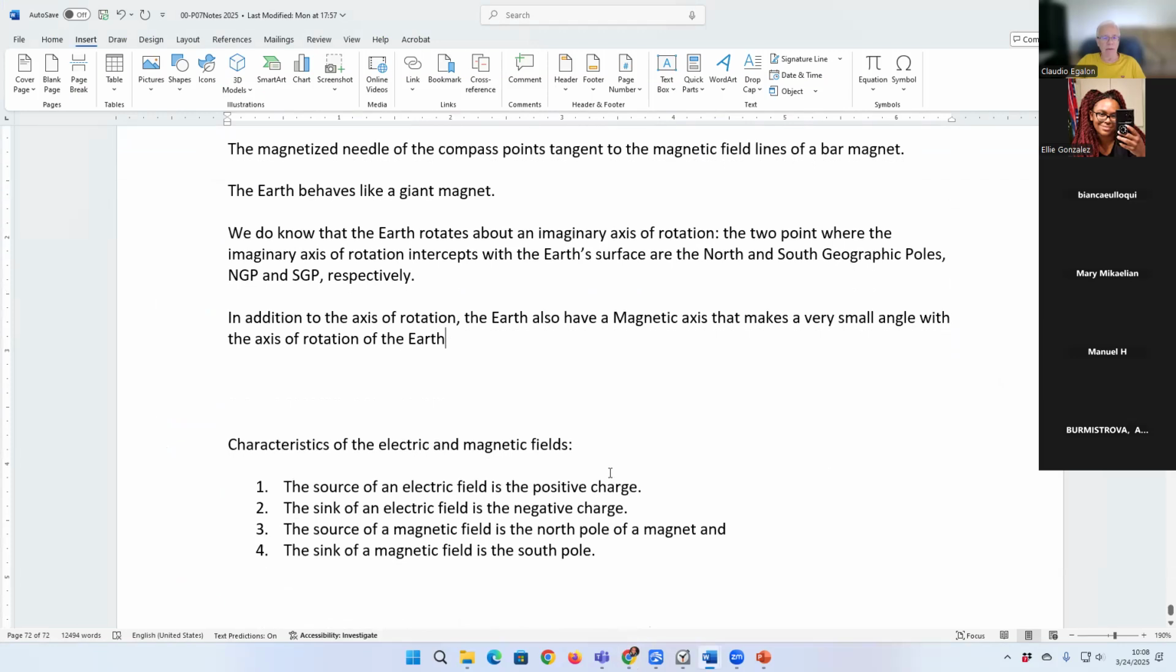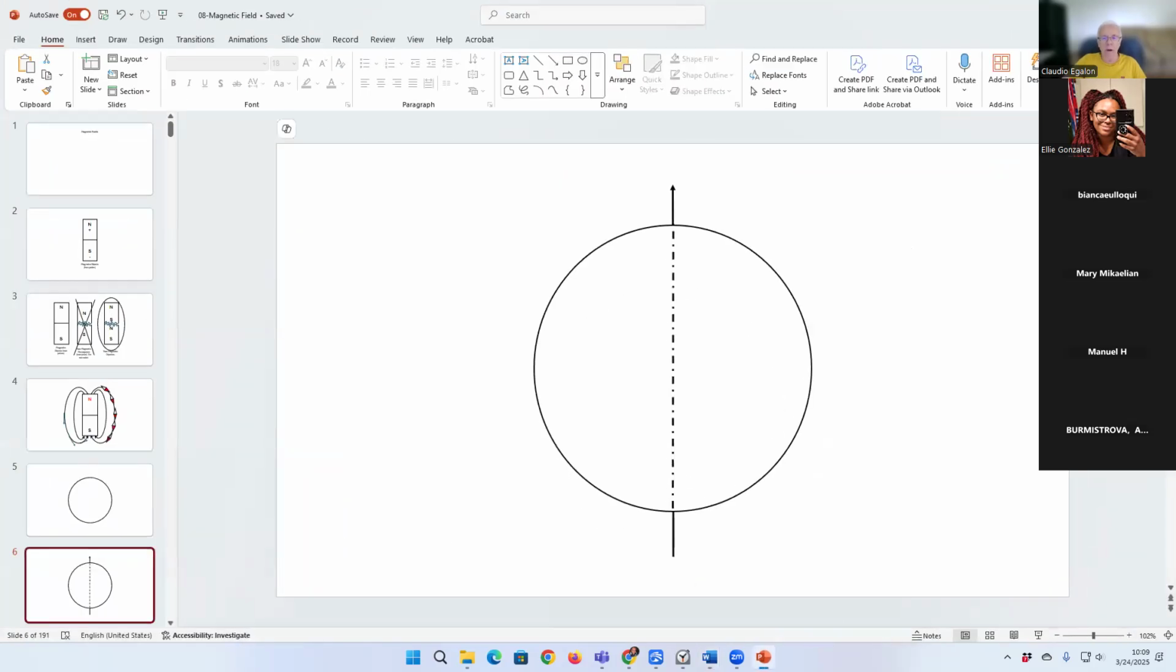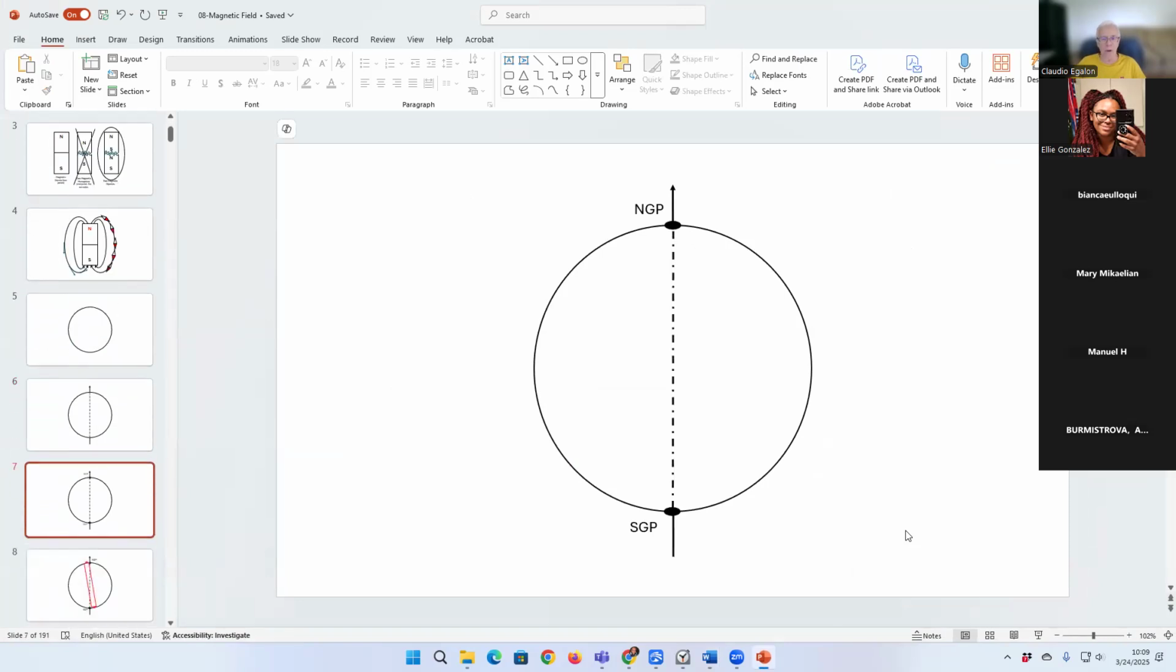In addition to the axis of rotation, the Earth also has a magnetic axis that makes a very small angle with the axis of rotation of Earth. Well, let's see, 11.3 degrees, or roughly. It's easier to memorize 10 degrees, right? If you say that's 10 degrees, you are incurring only a 10% error. And here's the illustration. North geographic pole, south geographic pole.